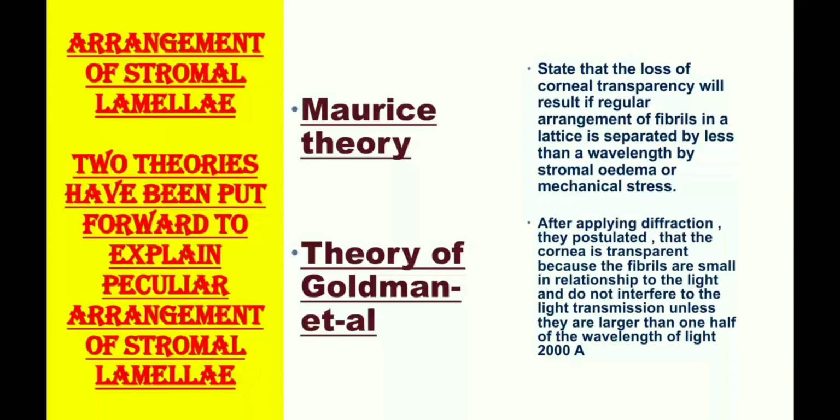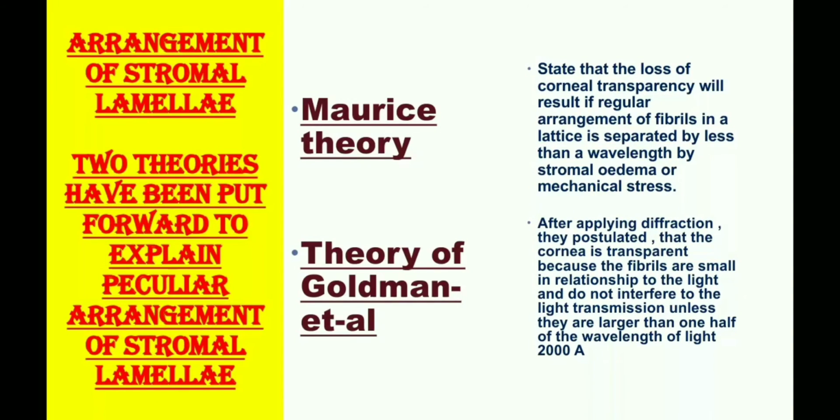The two theories are there. First one is Morris theory and the theory of Goldman et al. So the Morris theory states that the loss of corneal transparency will result. It means the normal cornea has normal corneal transparency, but if there is a loss in corneal transparency, it will be the result of regularly arranged fibrils in a lattice that is separated by less than a wavelength by stromal edema or mechanical stress. It means if the person is having stromal edema and mechanical stress, then there is a loss of corneal transparency due to less than a wavelength separation.